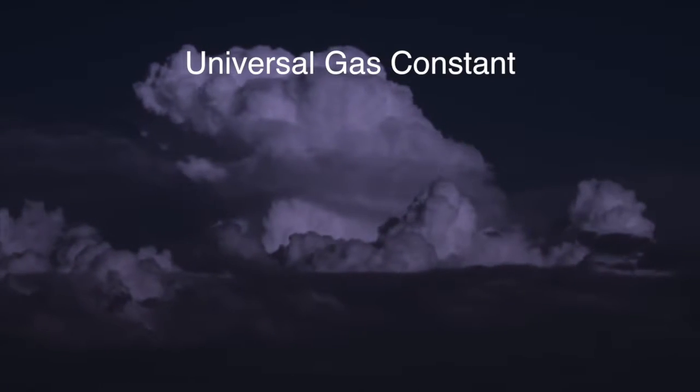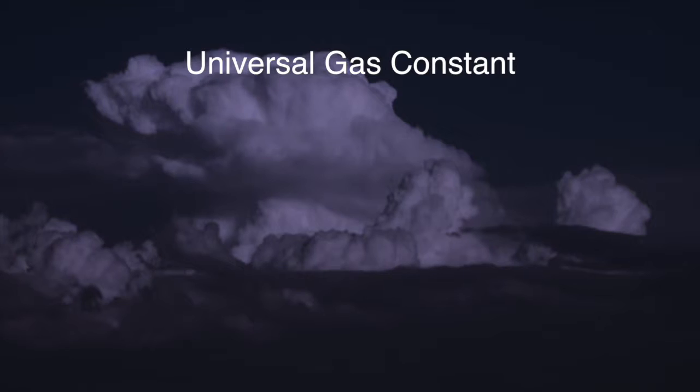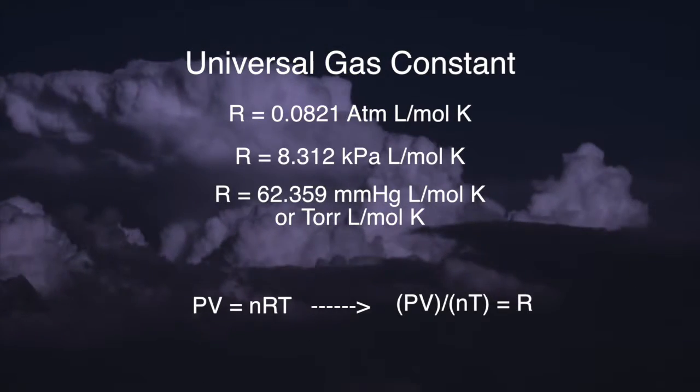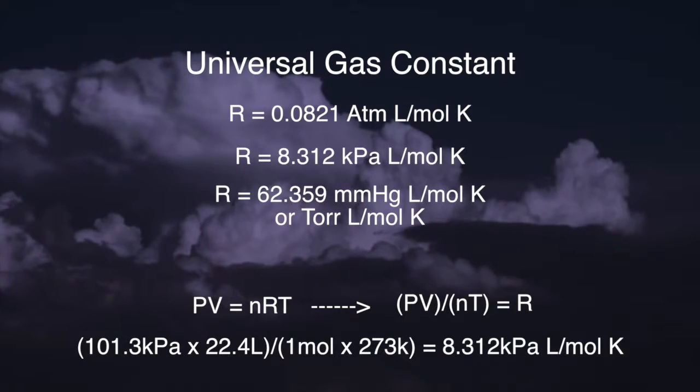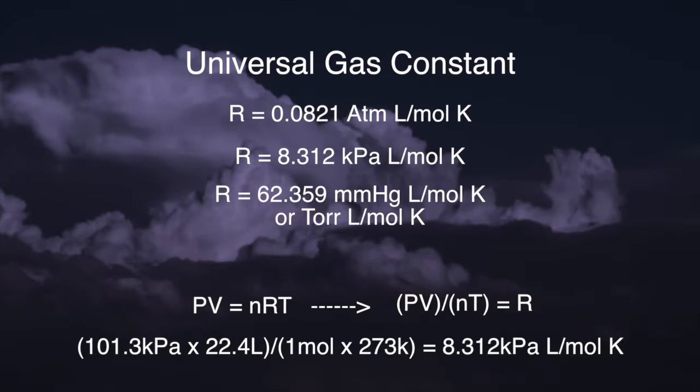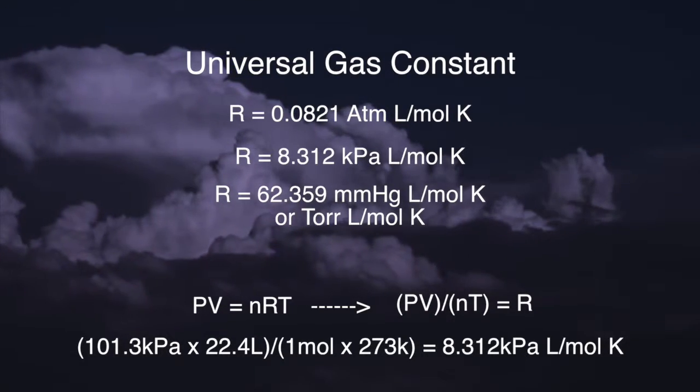The universal gas constant can change depending on what units you're using, specifically what units you're using for pressure. You can calculate it by rearranging the combined gas law and inputting the values for STP. The universal gas constant does not change for anything but units, and is a constant value which you have to input into the ideal gas law equation to get everything to work properly.